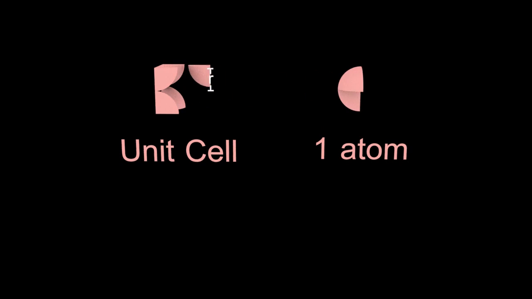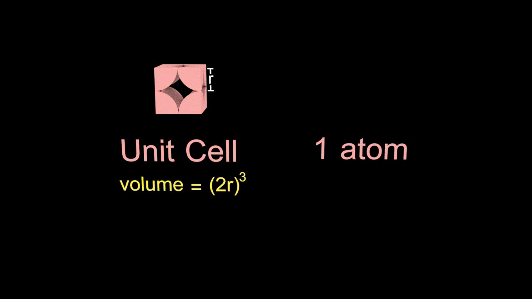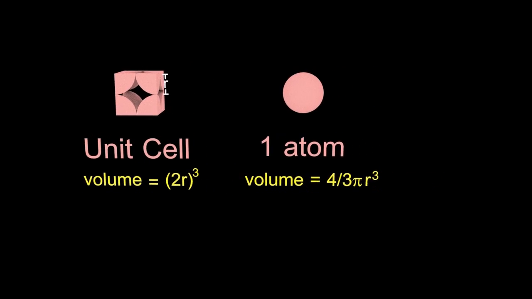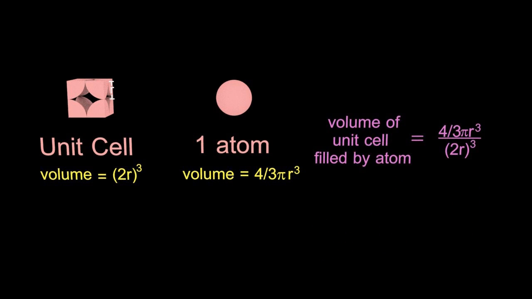So investigating further, we can see that the volume of the atoms in that unit cell is exactly one atom. It is 8/8 of an atom in the unit cell, which has the volume equivalent of one atom. So the volume of the unit cell is (2r)^3, r being the radius of the atom. And the volume of an actual spherical atom is 4/3 πr^3. So we can work out the volume of the unit cell actually filled by the atom by dividing one by the other. Now luckily everything cancels out to give you π/6.